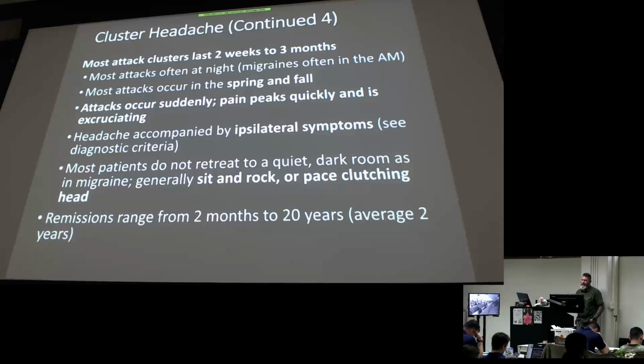And then I mentioned the autonomic nervous system findings, signs and symptoms. These patients are sitting, rocking, clutching their head, or they're pacing, holding their head. They are not lying down in a dark, quiet room. Opposite of migraines, right? And then they can go into remission and it not happen for a couple of months and come back in a cluster, or it can be like 20 years, right? So average is about 2 years for cluster headache patients.